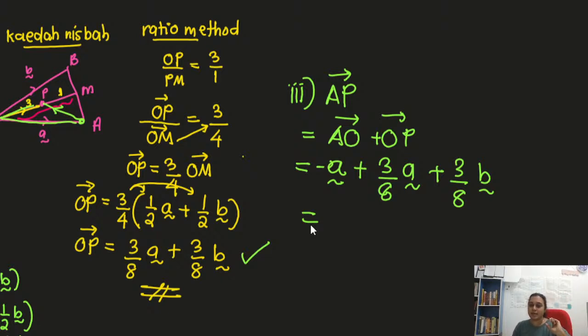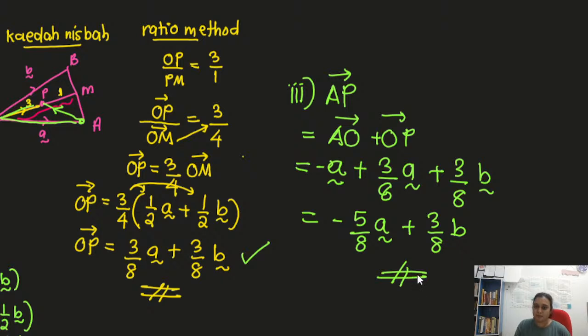In the exam also it is like that. In A, they will ask you to find something. Then in B, you must use your answer from A. So that's why you must get A correct. If A is wrong, then B will also be wrong. So the first one we get negative 5/8A plus 3/8B. So this is AP. Okay, settle.